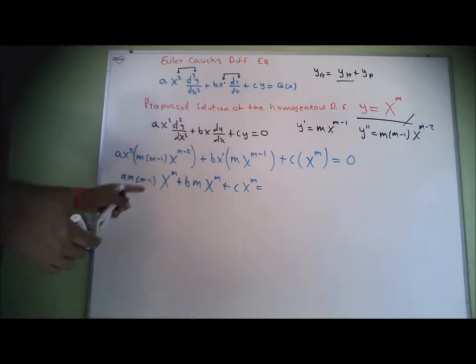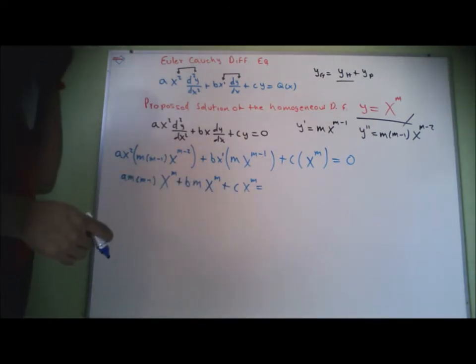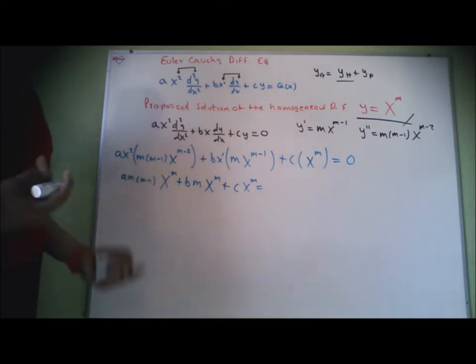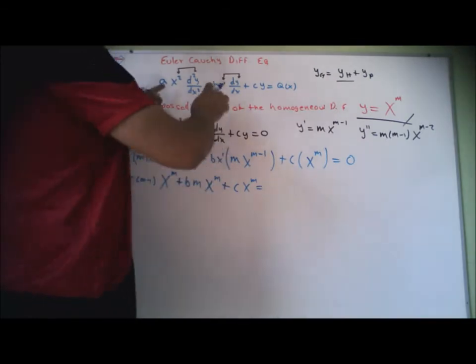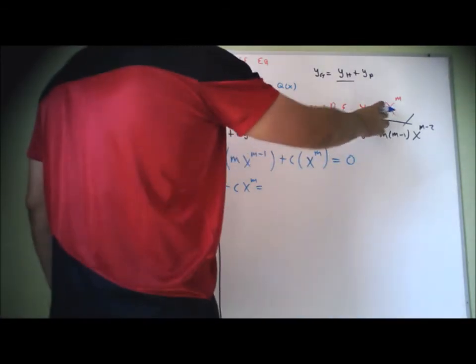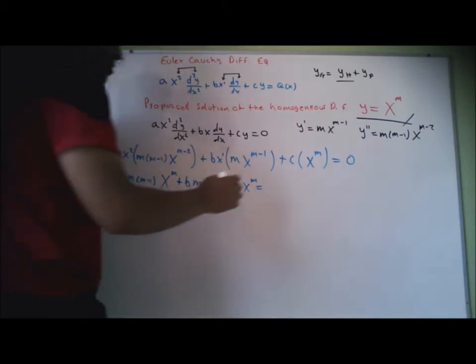But you can see here the x to the power of m is the same, is repeated, so we can factorize it. Because of this property, this is why for this kind of differential equations, this is the proposed solution, because we can factorize. Okay, now let's do the factorization.